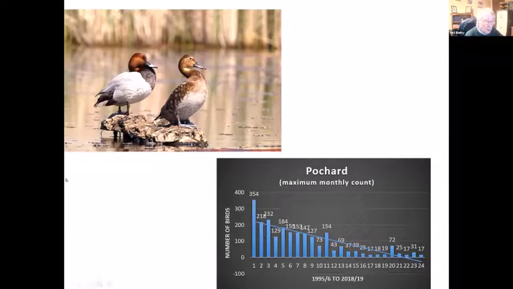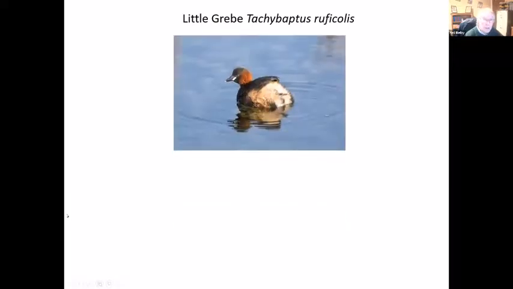Right, I don't have time to say anything about little grebe, except that their numbers are doing well, they've increased.